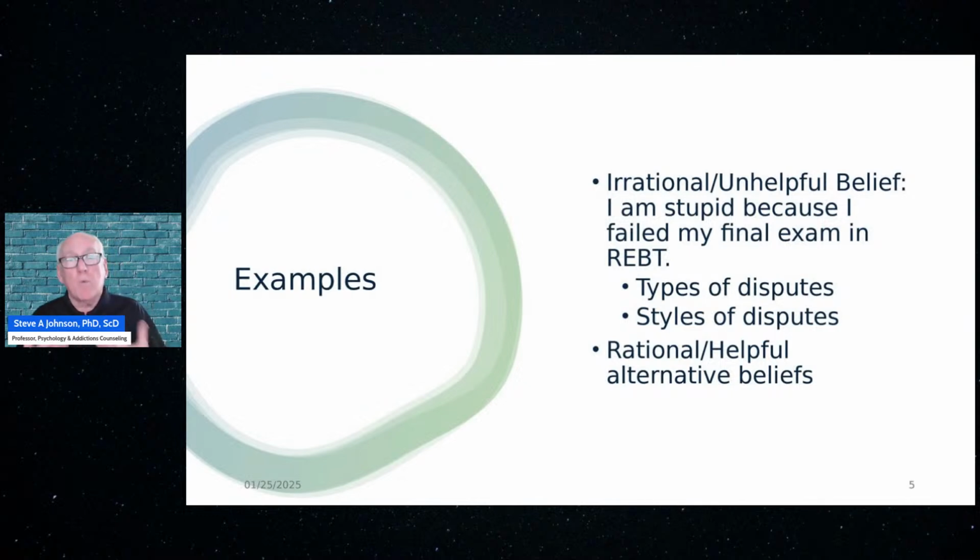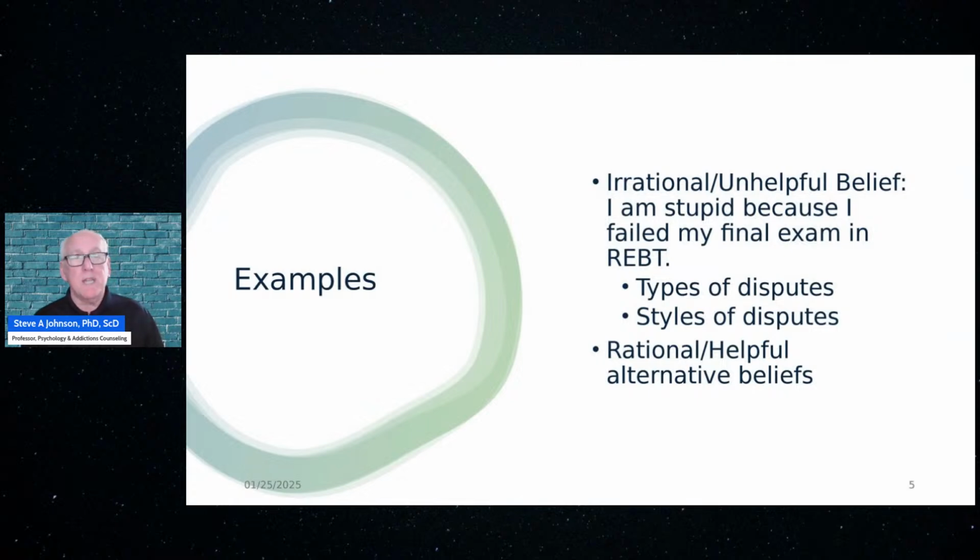Or if it's empirical, where's the evidence that you are completely and utterly stupid because you failed an exam? Is everybody in the world who failed an exam utterly stupid? Many very successful people in life have failed at things. Does that make them a complete and utter failure? So you see there, we're looking at an empirical dispute. Or what would you say to a friend, a friendship dispute? What would you say to a friend who failed the final exam in REBT? Would you say that they're completely stupid? They might say, no, I wouldn't say that.